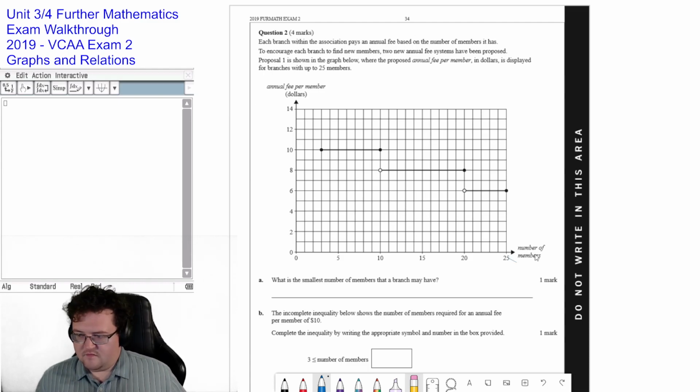Well, number of members, the smallest number that shows up on here is this one here. Well, what number is that? Well, I've got 1, 2, 3, 4 there. Therefore, it's 3.